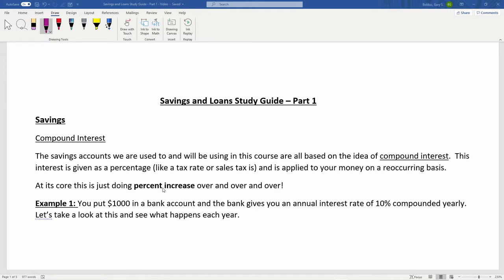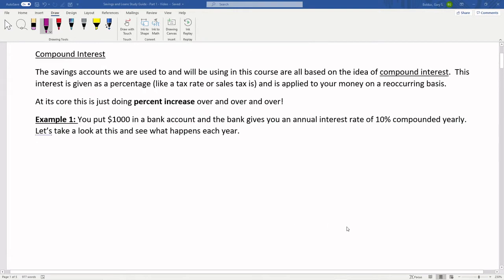So I have an example here. The first example, example 1, says you put $1,000 into a bank account and the bank gives you an annual interest rate of 10% compounded yearly. The word compounding is the action of them putting money into your account. So the action of compounding is actually the percent increase. So when I say compound, you should think, okay, let's do the percent increase now. Compounding yearly means the bank's going to do it once a year.